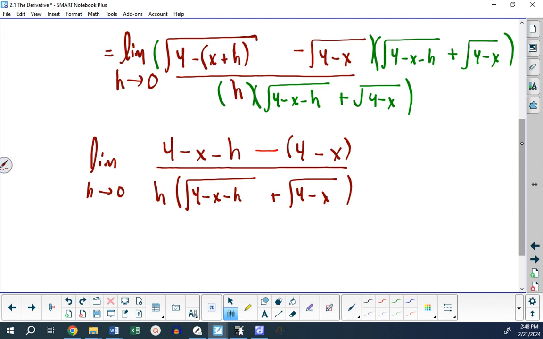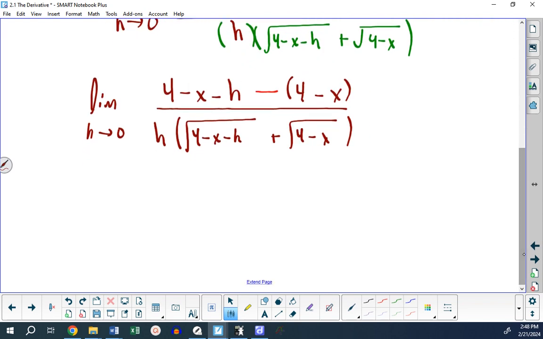The algebra from here is not difficult. You just have to be careful with all your negatives. The limit as h approaches 0. Well, you should be able to do this. I'm going to do this in steps. This is what happens when I distribute that red negative into the 4 minus x. It becomes minus 4 and plus x. Clean that up a little bit.